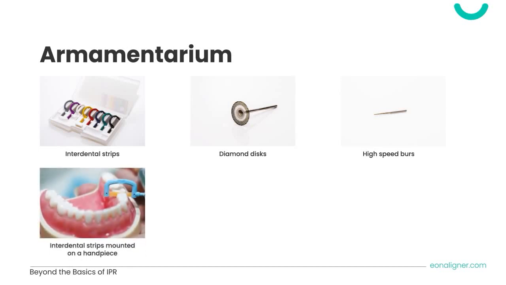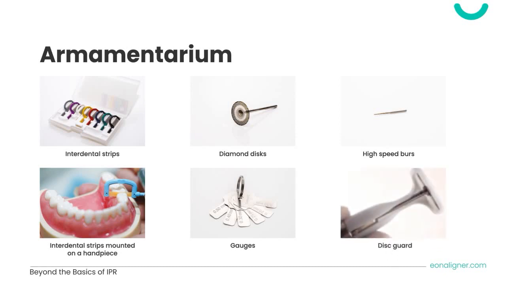Interproximal strips mounted on contra-angle handpiece. IPR gauge, for accurate measurement of interproximal space. Guard applied on the discs to protect the soft tissues.